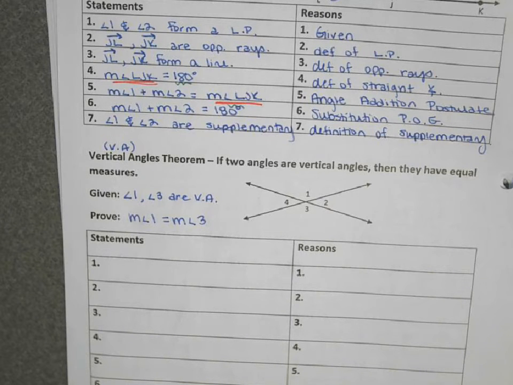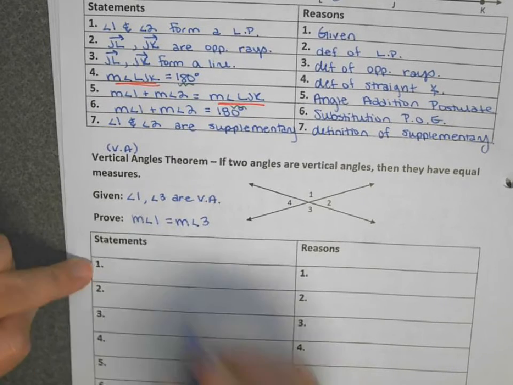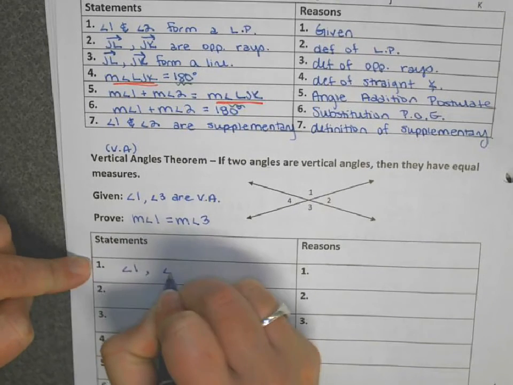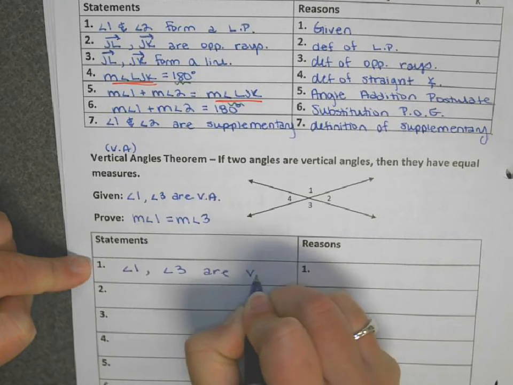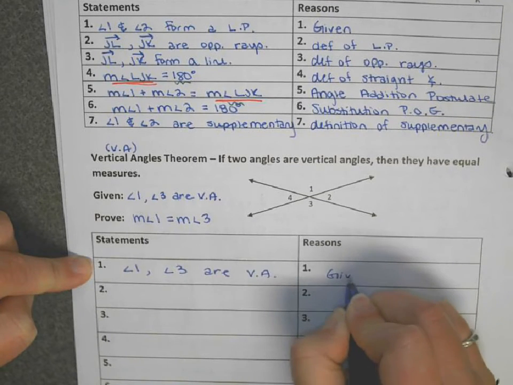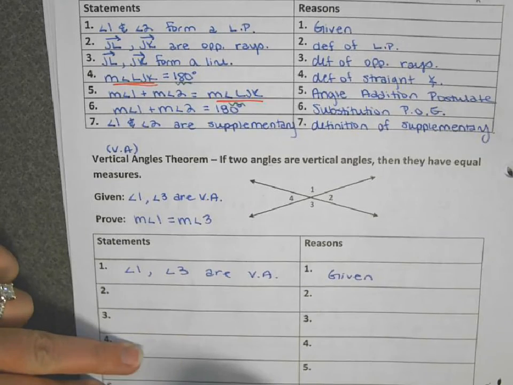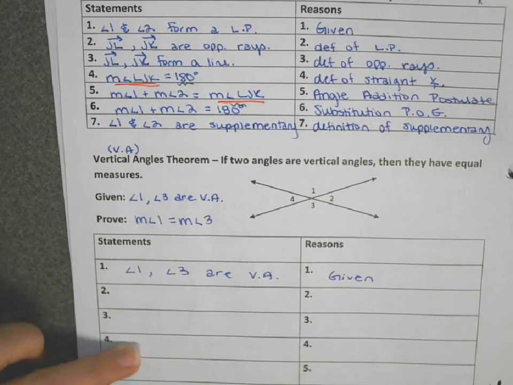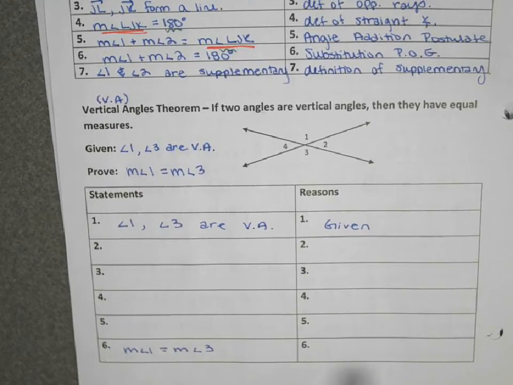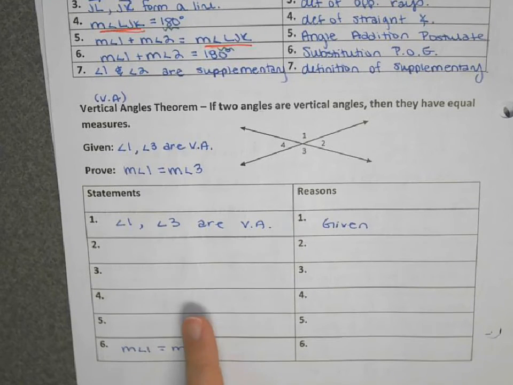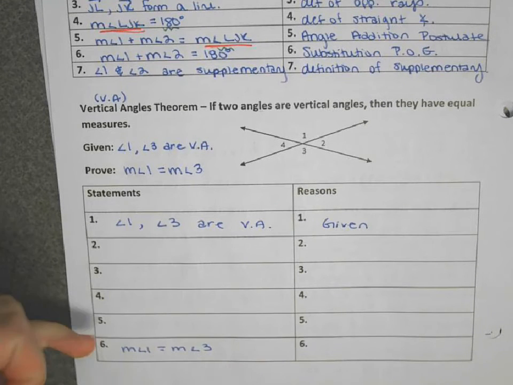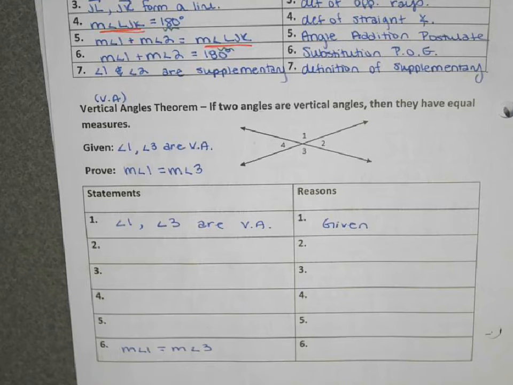That's my proof. I can go in and fill in my boxes that I know. So my first given is angle 1 and angle 3 are vertical angles. I know that my reason is given. I know my very last statement is going to be what it is I'm trying to prove. So I can fill all those boxes in right away. I don't know my last reason because I don't know what step 5 is yet. I have to figure out how did I get from 5 to 6 before I can fill out my reasoning for 6. Okay, so you can only fill out those 3 boxes.